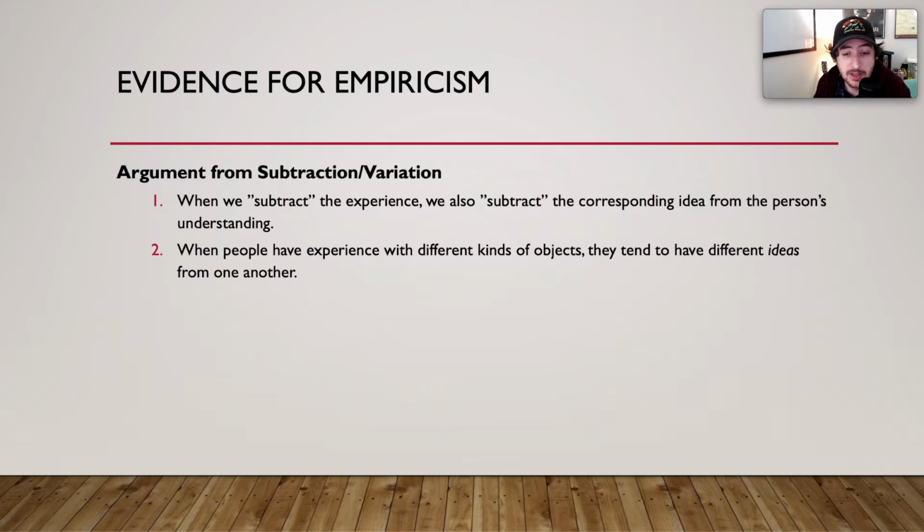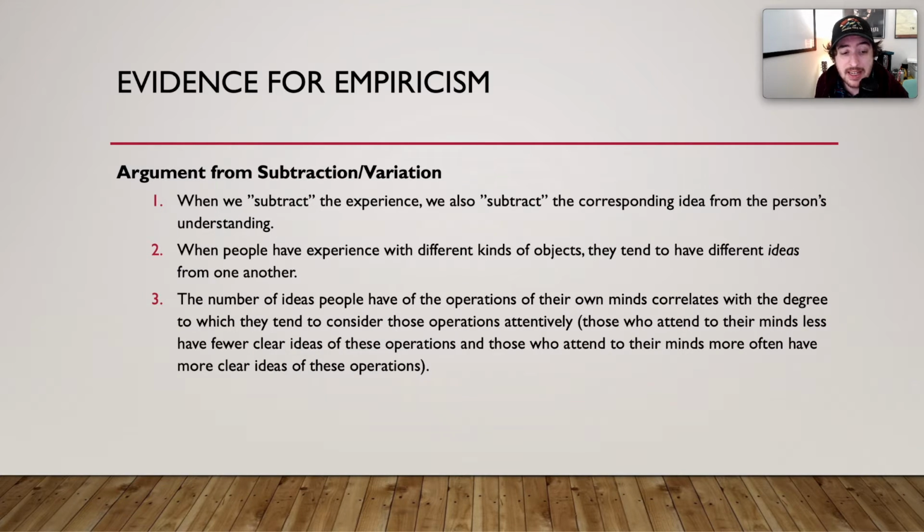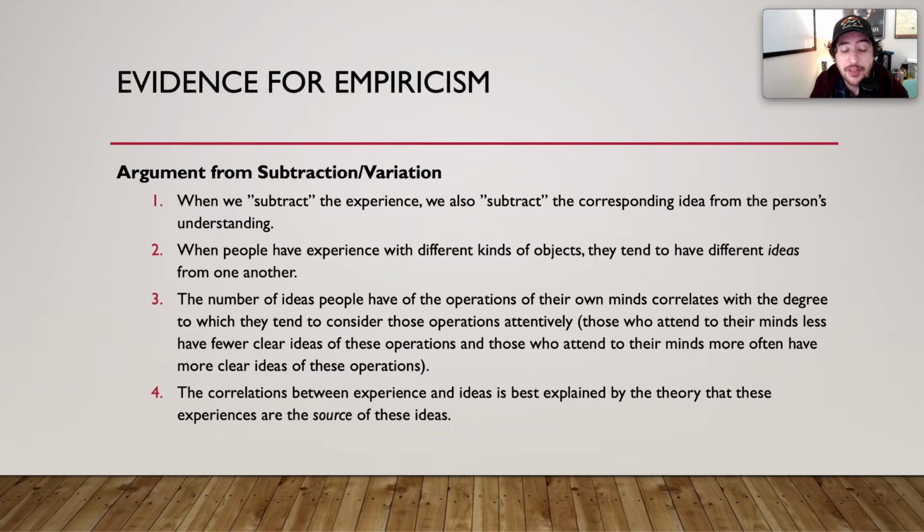When people have experience with different kinds of objects, they tend to have different ideas from one another. And the number of ideas people have of the operations of their own minds correlates with the degree to which they consider those operations attentively. So the more you introspect, the more ideas you have about your own mind. The less you introspect, the fewer ideas you have of those operations. He thinks these correlations between experience and ideas seem to be best explained by the theory that experiences are the source of those ideas. Thus, he says, probably our experiences are the source of our ideas.